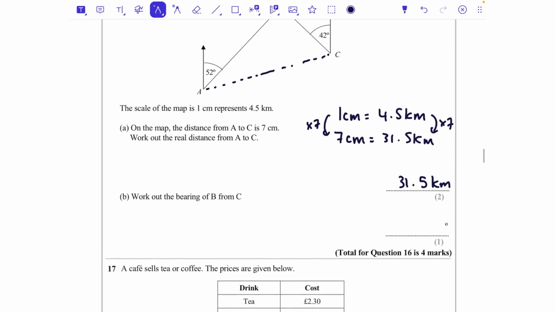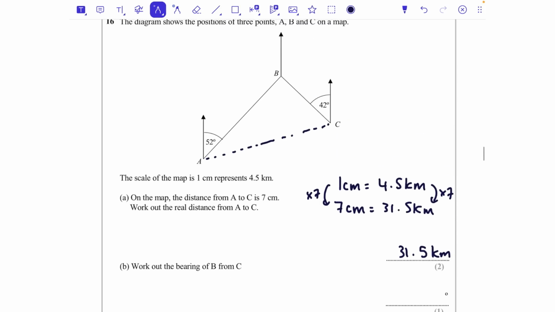For part B, work out the bearing of B from C. Now the bearing of B from C means you are standing at C. If I go to school from my house, I am starting at my house. If I go to the shops from school, I'm starting at school, okay? So where it says from, that is where you are standing. From C, we're standing here.